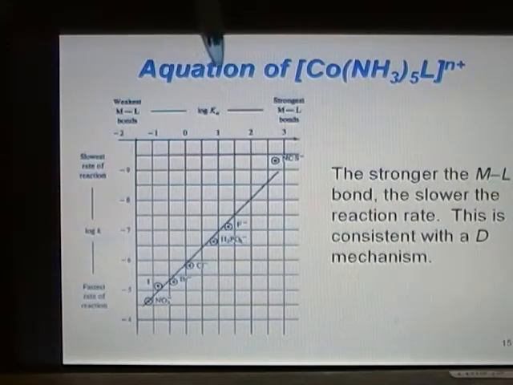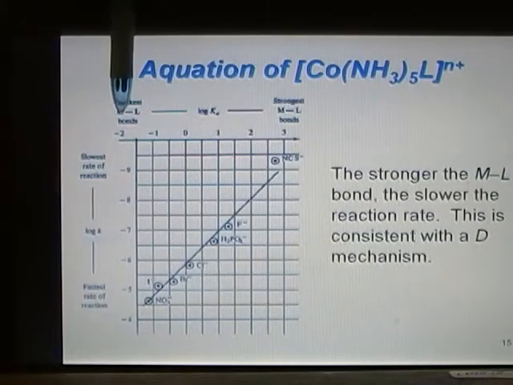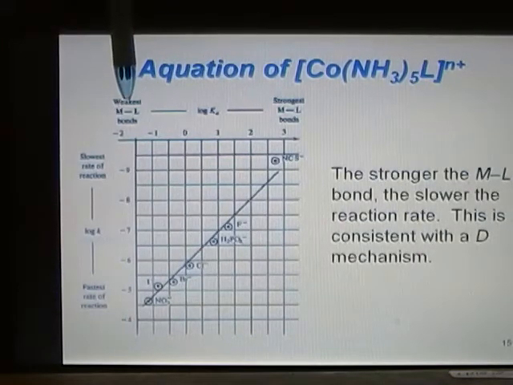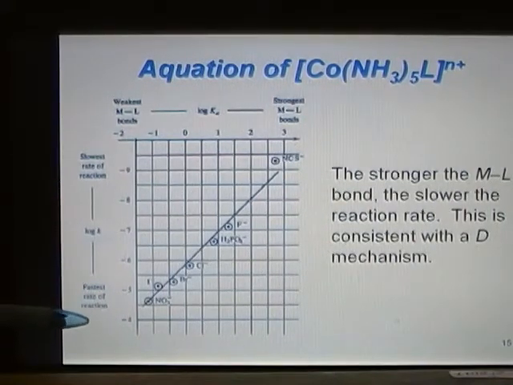We're looking at that as a function of the log of the equilibrium constant. If the log of the equilibrium constant is negative, you have very weak metal-ligand bonds. If the log of the equilibrium constant is greater than 0, you have strong ML bonds. Notice that the nature of the ligand, or the type of ligand used, determines how fast the reaction occurs.